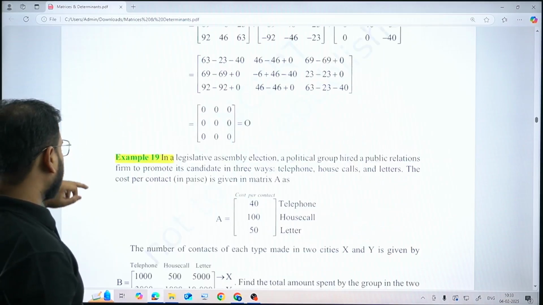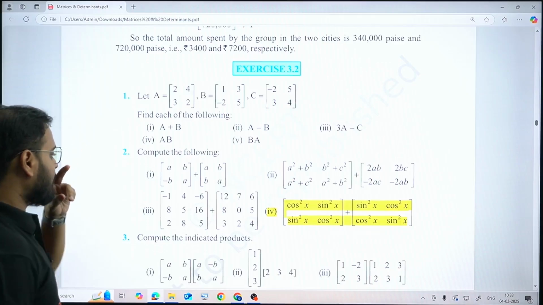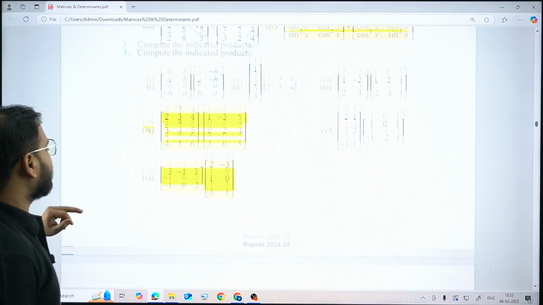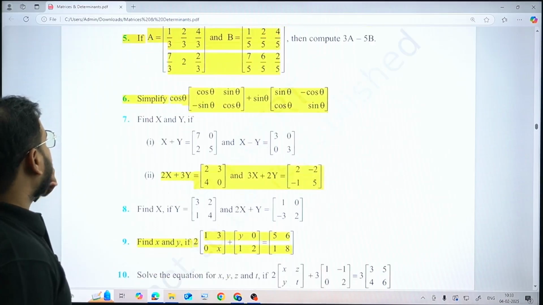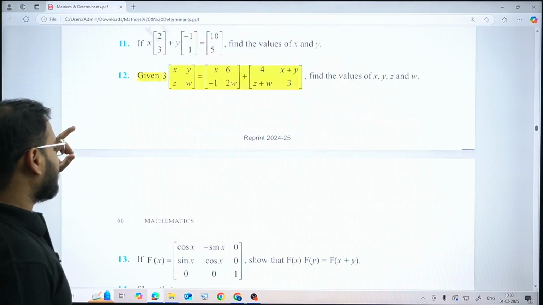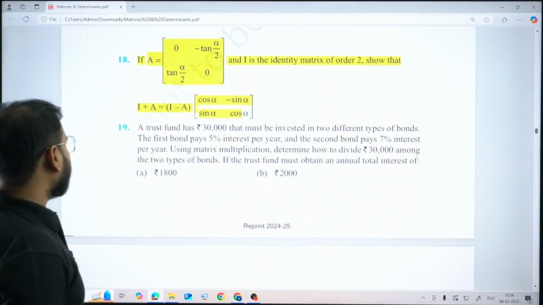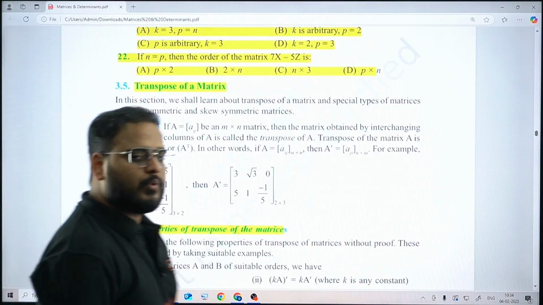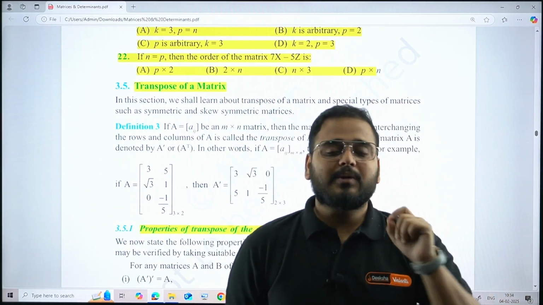I have marked here. Okay, example number 19, bacha, and then we have, check this out, exercise 3.2, question number 2 part 4, 3 part 4 and 6, question number 4, question number 5, okay, question number 6, question number 7 part 2, question number 9 and question number 12 we have, and I have also marked here questions 15, 16, 18, okay, 20, 21 and 22. Okay, so I have tried to mark the minimum number of questions, because if you solve similar kinds, it gets frustrating, as I said. So minimum you have to solve these many.